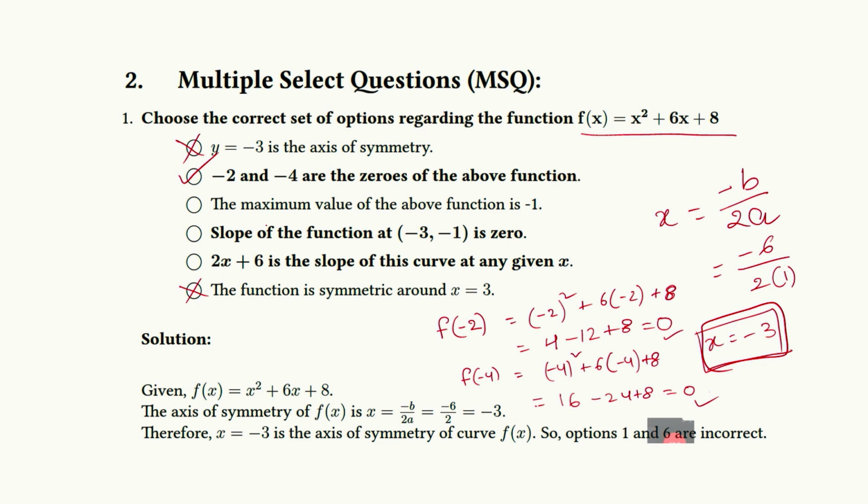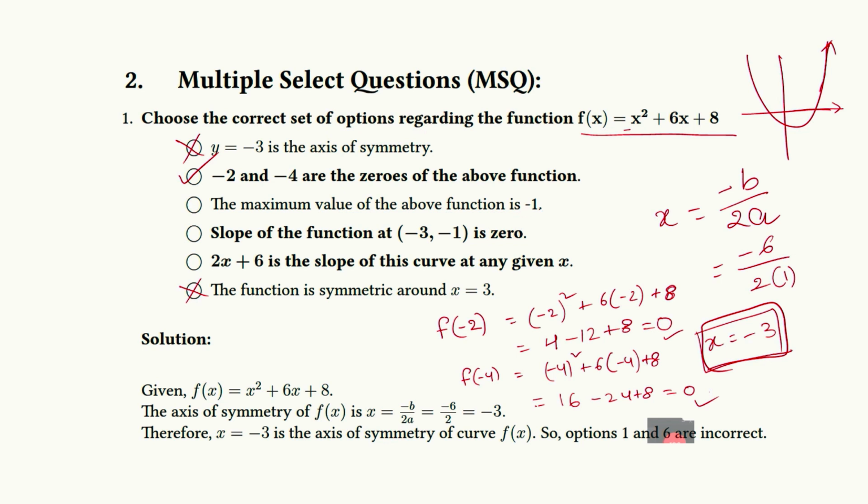The maximum value of the above function is minus 1. If we observe this quadratic equation, the value of a is 1, which is positive. That means if we draw a rough diagram, it will be an upward parabola. If the value of a is positive, it gives an upward parabola. If the value of a is negative, it gives a downward parabola. Maximum value of the above function will be infinite. If we keep on increasing x to infinity, we will get f of x as infinite. So it is not minus 1.